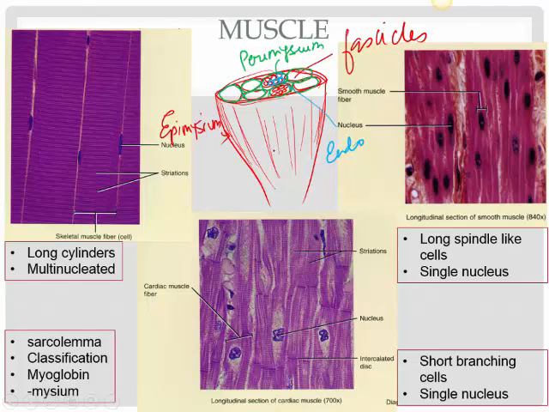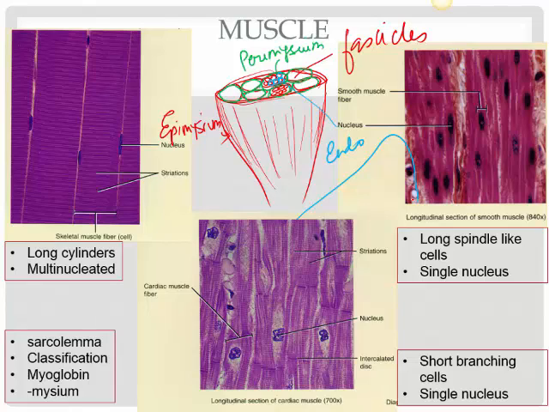Epi, and the way you're going to remember, epi meaning like epidermis, so it surrounds the whole muscle. Peri, going around, surrounds each bundle. Endo surrounds each individual muscle fiber. Endo for inside.